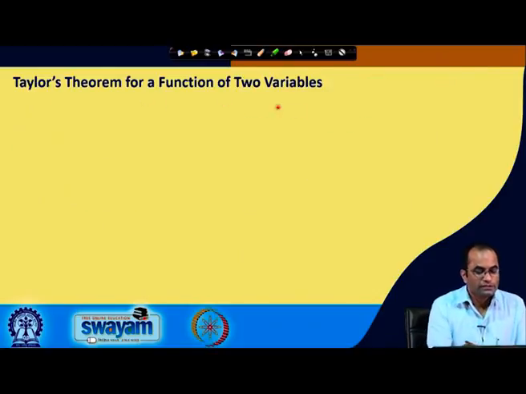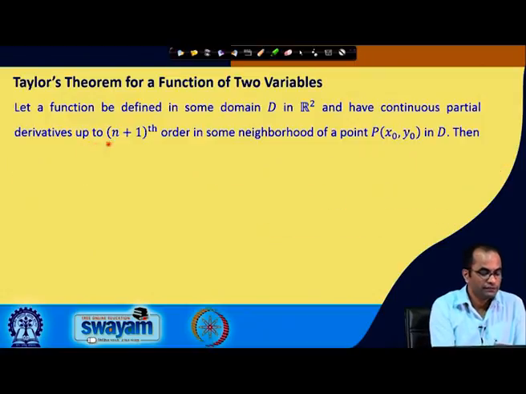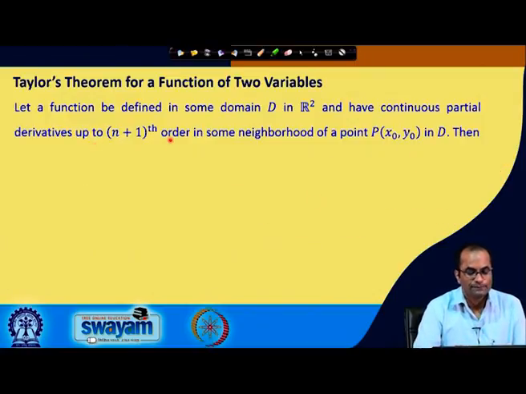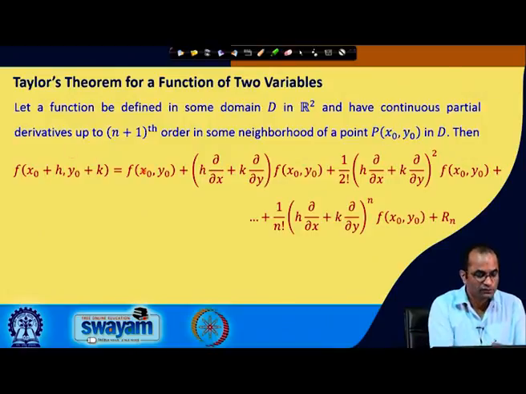So, now the Taylor's theorem for a function of two variables. We have again that the function is defined in some domain D, and we have continuous partial derivatives up to the n plus 1th order in some neighborhood of a point x 0, y 0 in the domain. Then we can express this f of x 0 plus h, y 0 plus k. So, again this is a point in the neighborhood of this x 0, y 0, and we can get this function value at some other point in the neighborhood by this expression here.